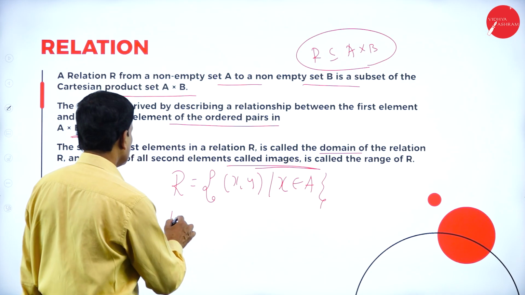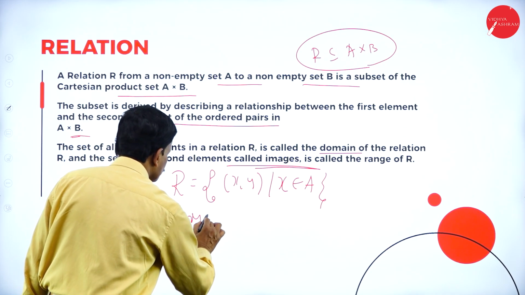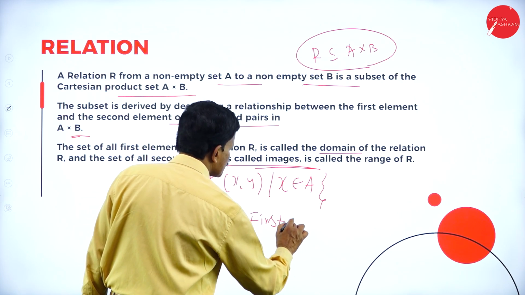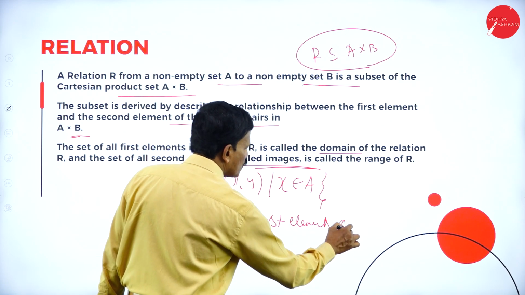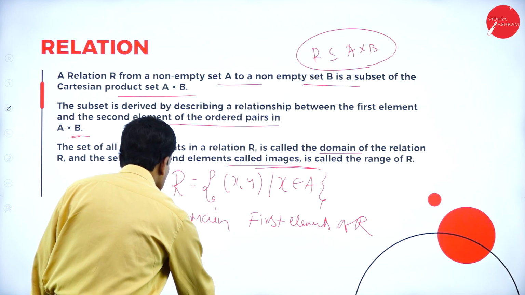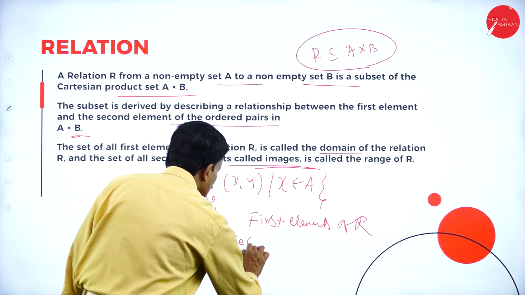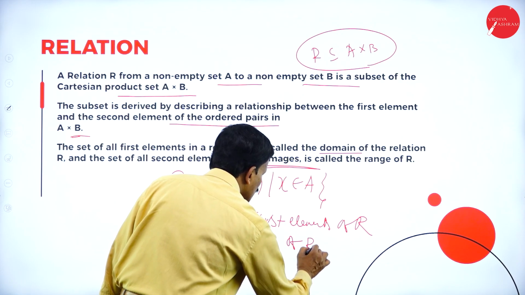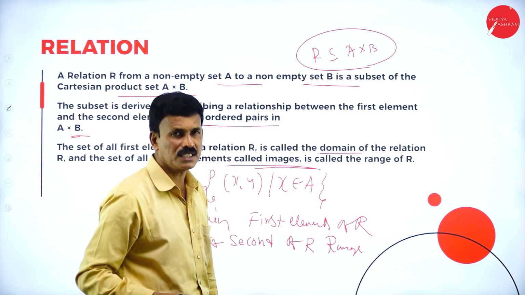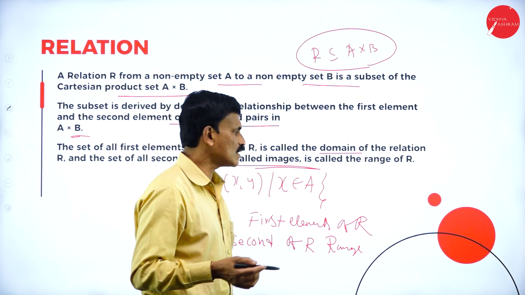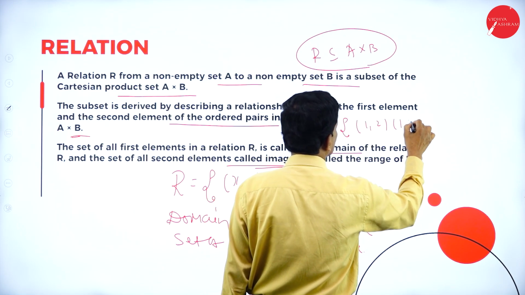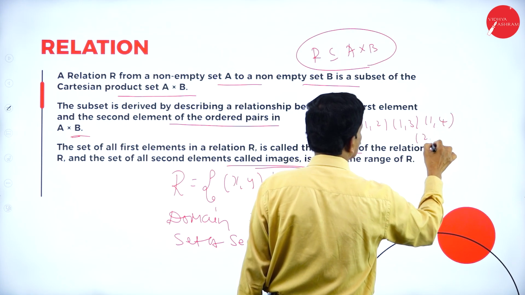Here, the domain is nothing but the set of all first elements of R, and the set of all second elements of R is called the range. Domain and range. Now let us take an example. If R is equal to {(1, 2), (1, 3), (1, 4), (2, 3)}.